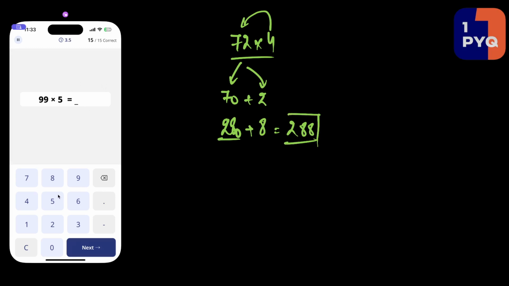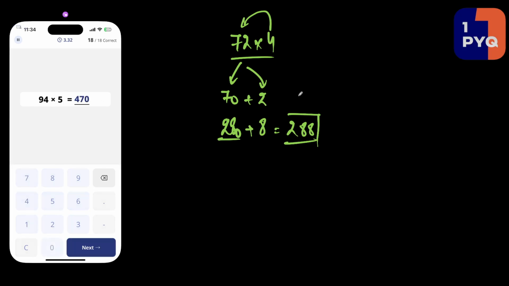Now 5 into 99. We could do 5 into 100 as 500. 500 minus 5, it's gonna be 495. So this is how you save your time. 13 5s are 65, 13 6s are 78. Okay, 26 3s are. How should I break this down? 25 3s is 75. 75 plus 3, it's gonna be 78. Now 450 plus 20, it's gonna be 470.